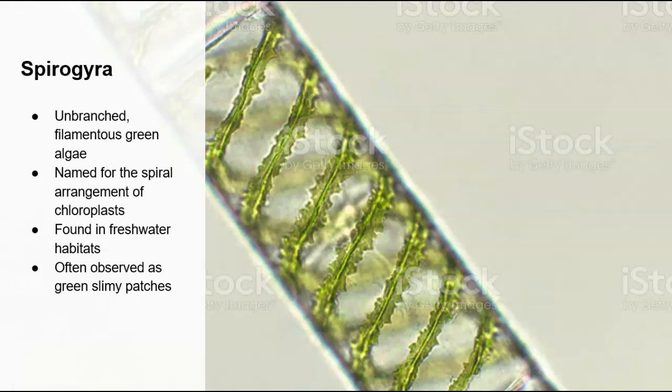Next algae we want to look at is Spirogyra. The name, of course, is because of the way that the chloroplasts are arranged inside of these filaments. They form this spiral shape, and that's why it's called Spirogyra. This is an unbranched filamentous green algae. It is found in freshwater habitats and is often observed as slimy patches on top of water.